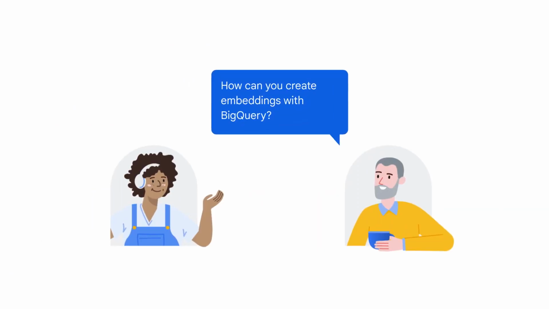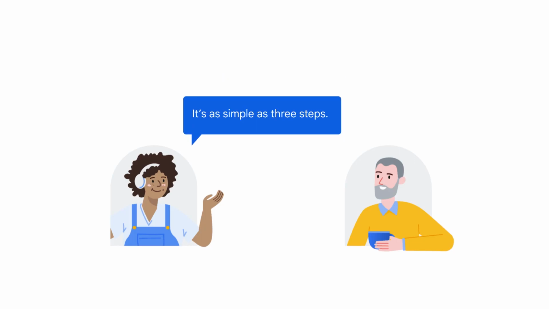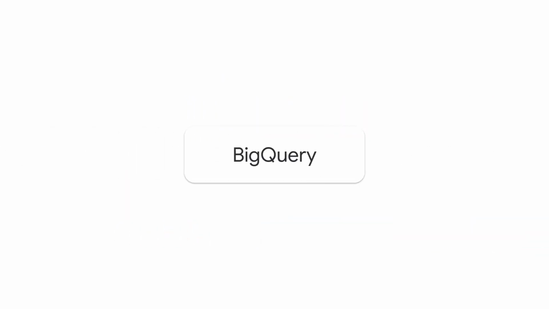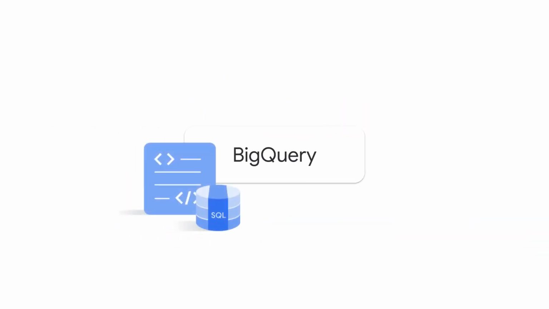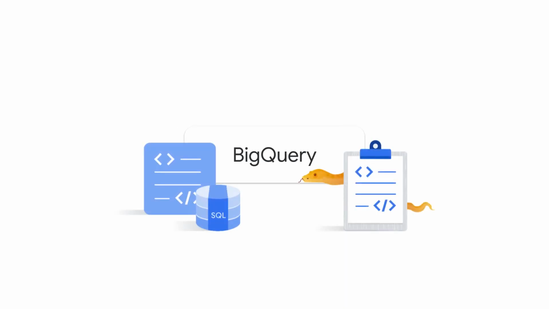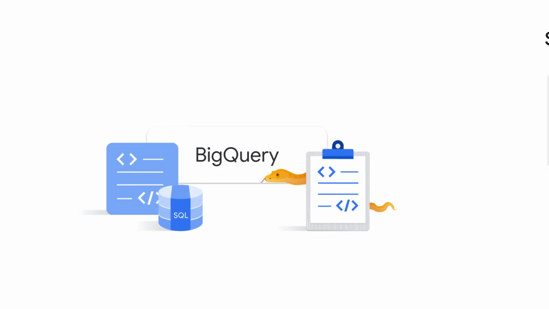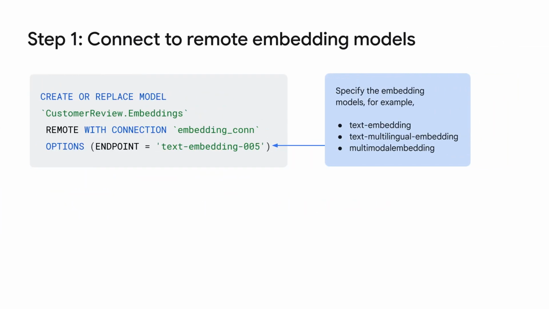Perfect. How can you create embeddings with BigQuery then? It's as simple as 3 steps. Note, with BigQuery, you can either use SQL queries or a Python notebook. The code is similar between the two, so choose whichever coding tool you're more comfortable with. You first need to connect the remote embedding models like text embedding on Vertex AI, assuming you've already created the resource connections and granted the necessary IAM permissions.